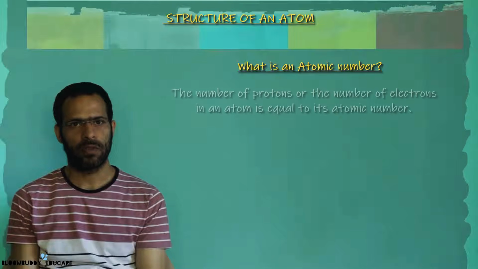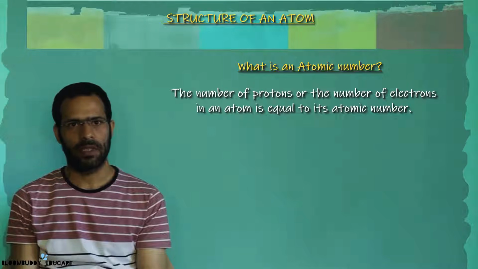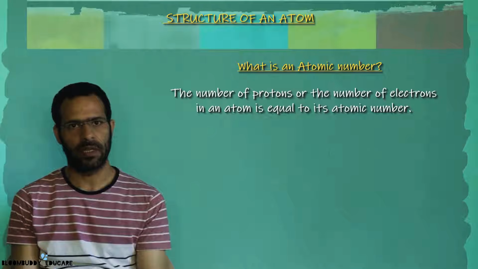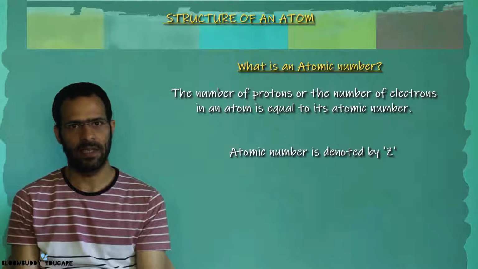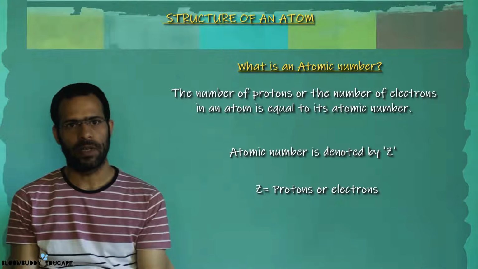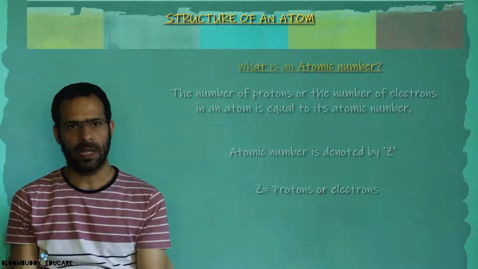The number of protons present in the nucleus of an atom is known as atomic number. The number of electrons in an atom is also equal to the atomic number. It's denoted by an alphabet Z. The atomic number is always equal to the number of protons or electrons in the nucleus of an atom. So in simpler terms we can say that atomic number, that is Z, is always equal to the number of protons or the number of electrons.